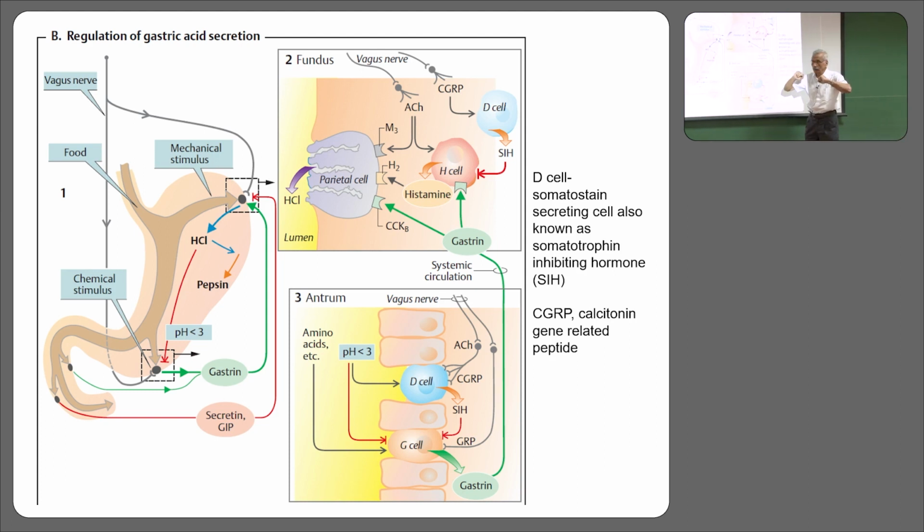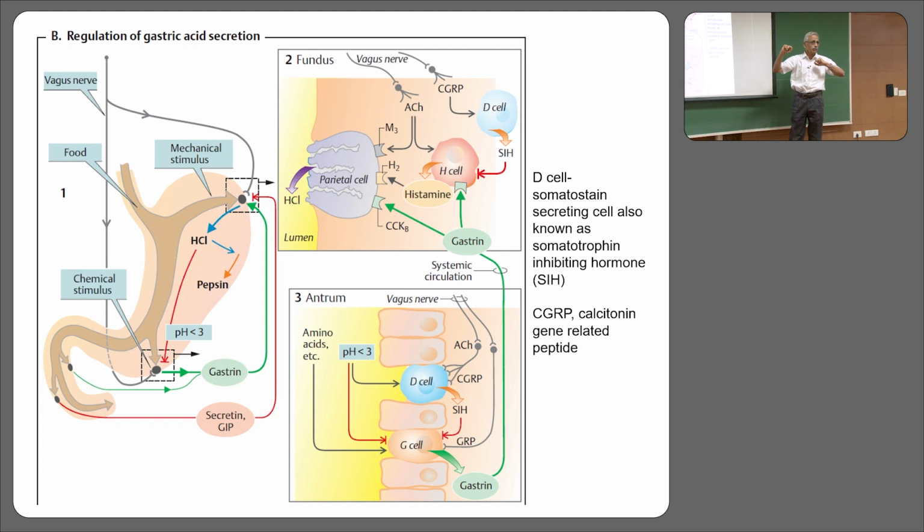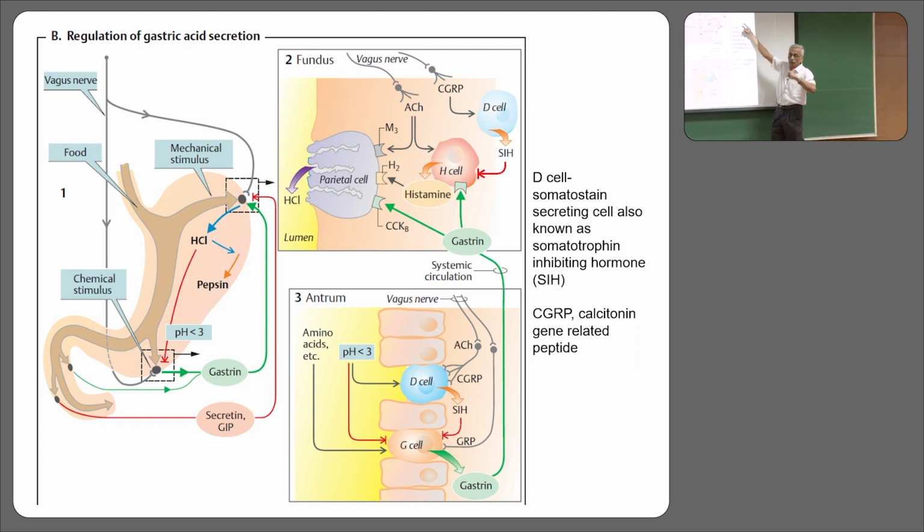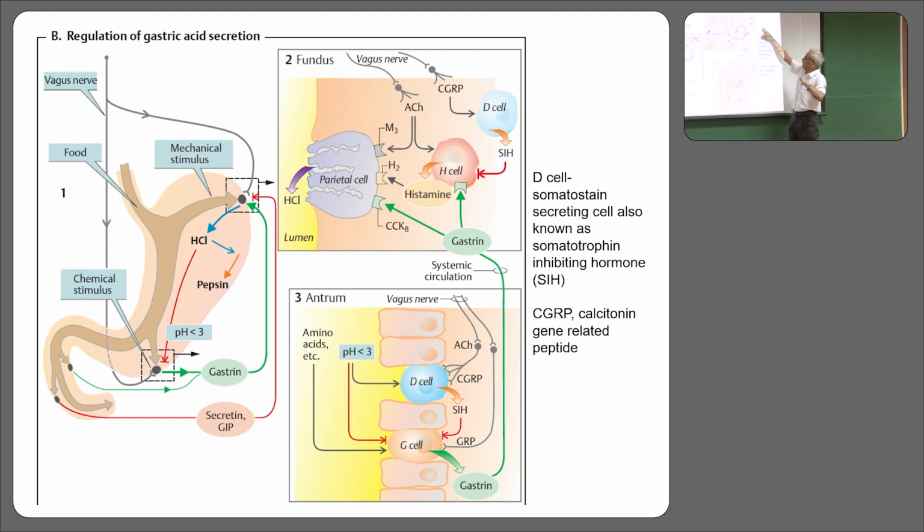Here is a D cell here. Where is the D cell? The D cell is here. You are getting it here, in which one, fundus or antrum? Fundus. In the fundus, are you getting a D cell? Yes. This D cell, when stimulated, how is it being stimulated? Again via the vagus, but not directly, or actually it is.